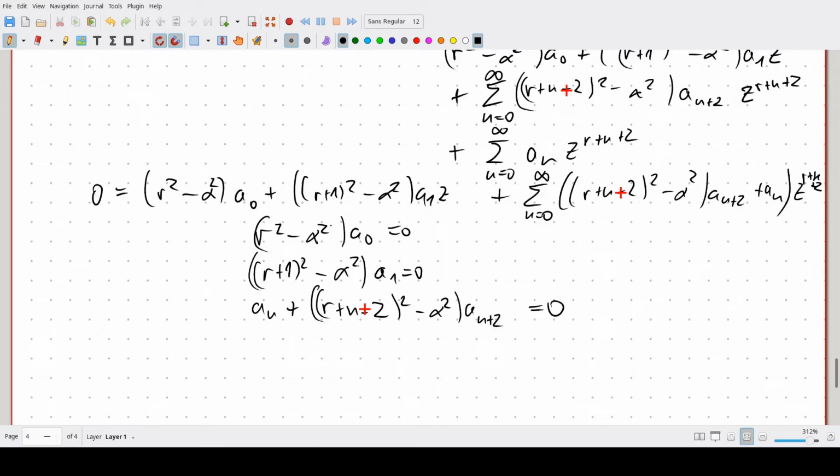Now, since we can arbitrarily choose our r, we can choose it in such a way that our leading coefficient a naught is not 0, so we really get this equation. In other words, r is equal to plus or minus alpha, and when this is the case, then of course (r plus 1) squared is equal to r squared plus 2r plus 1, which is alpha squared plus or minus 2 alpha plus 1.